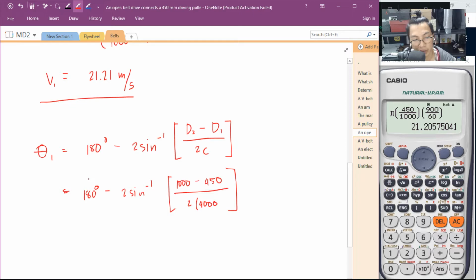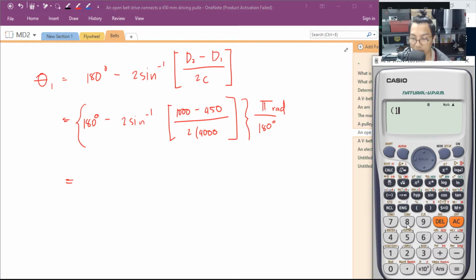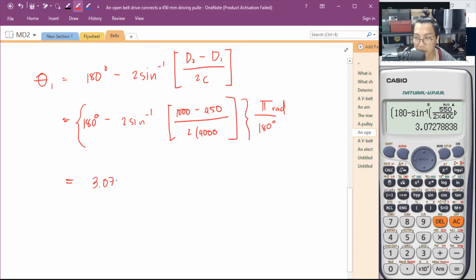Ang lalabas dito in degrees. Okay. Multiply natin yan. Para buo. So that is pi over 180 degrees radian. Pi radian per 180 degrees. So the answer for theta will be, mahabang problem na to. So 180 minus shift sine. So 1,000 minus 450, I think that is 550 divided by 2 times 4,000. Okay. And then we multiply it with pi over 180. The answer will be 3.07 rads. So, that is 3.073 radians.